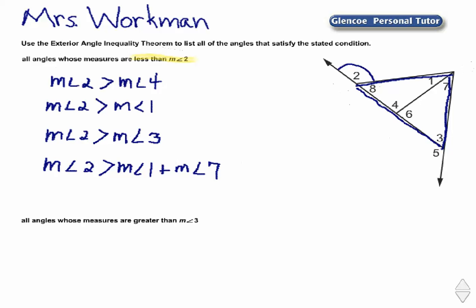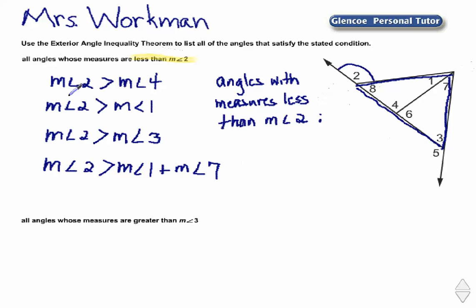So, angles with measures less than the measure of angle 2 would be angle 4, and from this statement, angle 1. From this statement, we're told the measure of angle 2 is greater than the measure of angle 3. So angle 3 would have a measure less than the measure of angle 2.